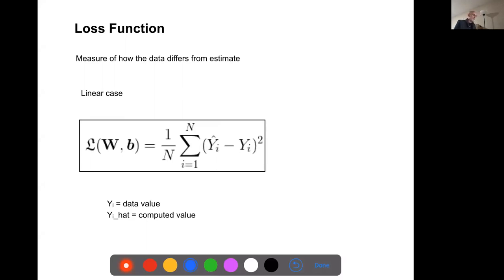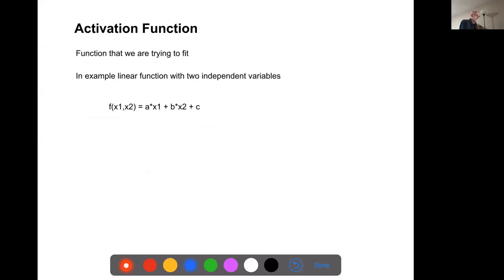Here's an example of a linear loss function. The activation function is the function we're trying to fit. In our case, it's the total cost of apples and oranges. We multiply each individual variable by the weights, and this constant we call the bias.